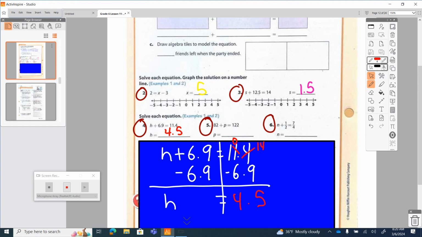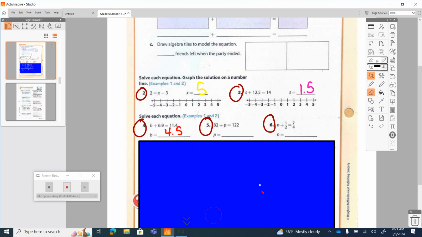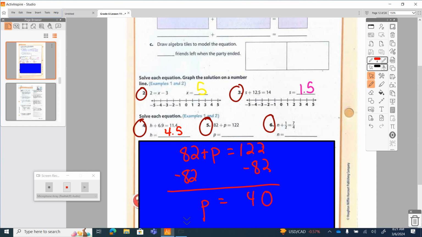Okay, number 5. $82 plus P equals 122. So I'm getting rid of this 82. And since there's no sign here, it's like a little invisible positive. So I'm going to take 82 away. 2 minus 2 is 0. 12 minus 8 is 4. I'm left with 40. And the last one, which everybody will complain about, because it's a fraction.